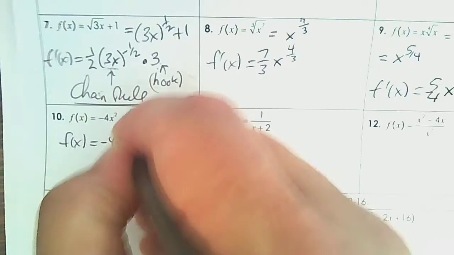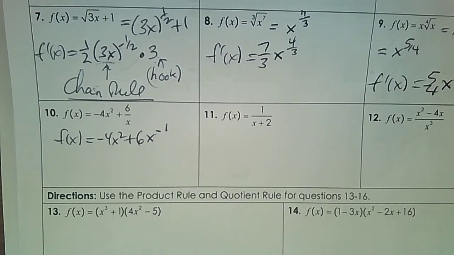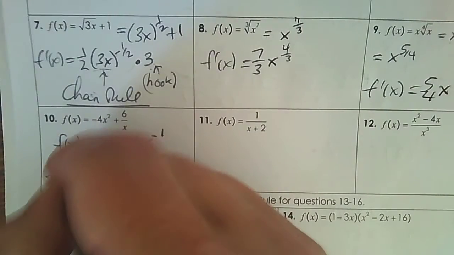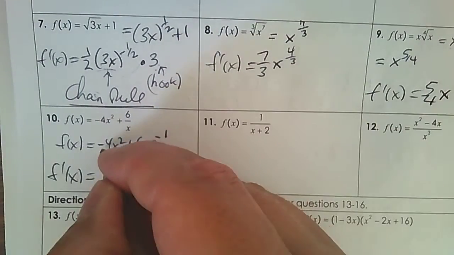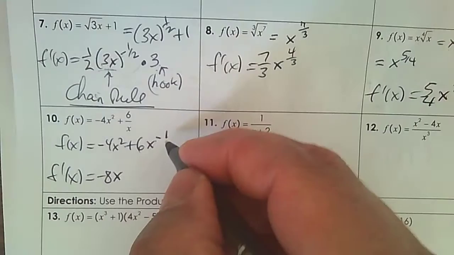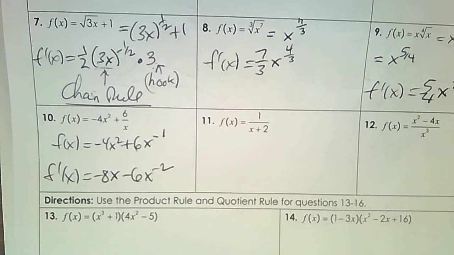Can we write this calculus friendly? The first one's fine, but the second one needs to be written as 6x to the -1. Now it's calculus friendly where I can do the power rule. The derivative of this, 2 times -4. Subtract 1 from the exponent. -1 times 6. Subtract 1 from the exponent.